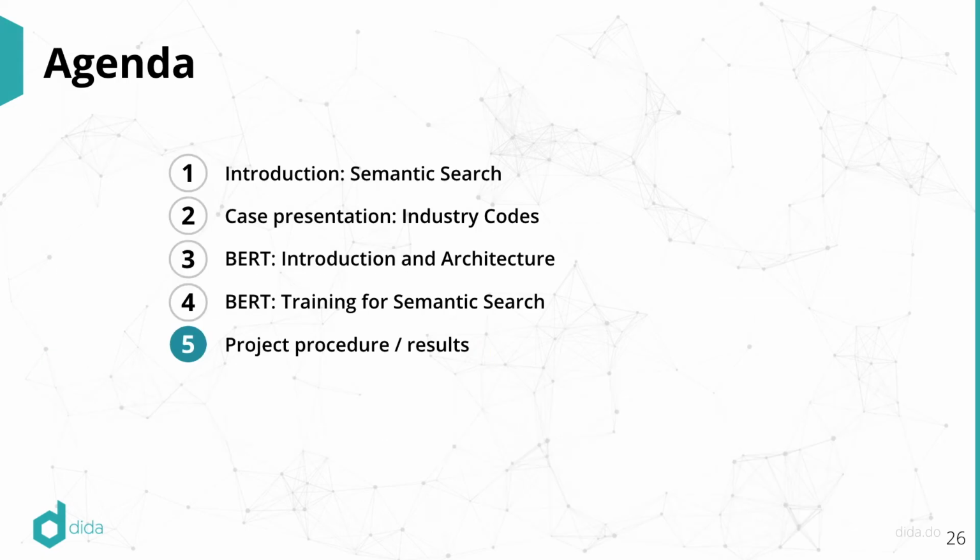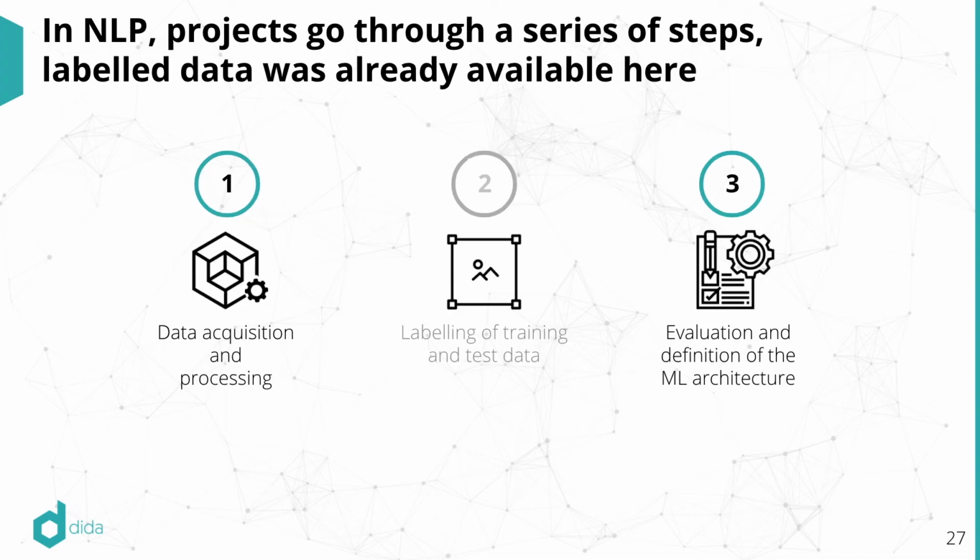So now that we know how BERT is trained for semantic search, we can look at the concrete project procedure and our results there for industry codes. In natural language processing, projects usually go through a series of steps, which is rather similar between projects. The first is always data acquisition and processing. The second is labeling of training and test data. And the third is the evaluation and definition of the machine learning architecture.